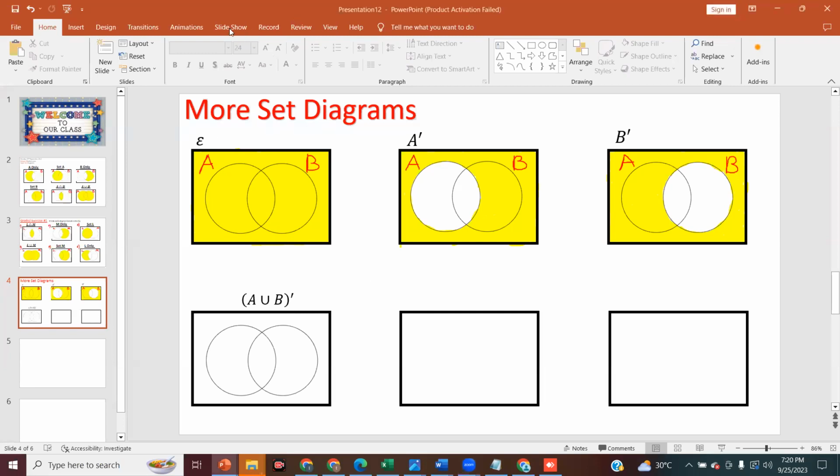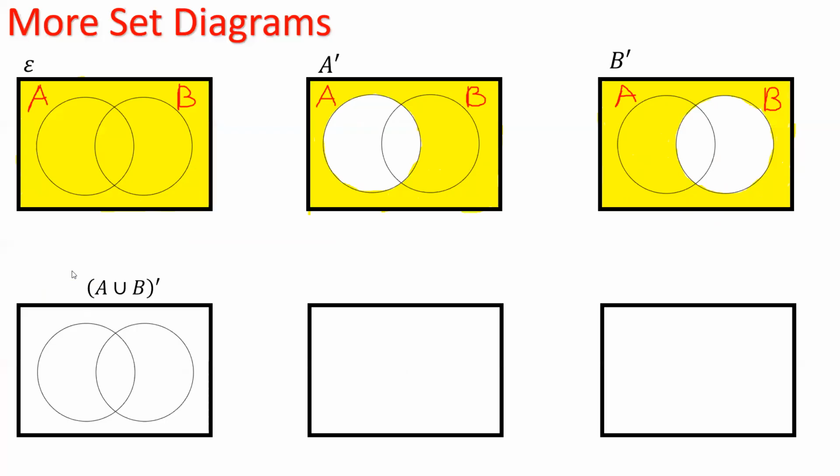What is A union B? Tell me what is A union B. Everything in A and B. This is A union B, right? But with the complement, it's just the outside of the box.